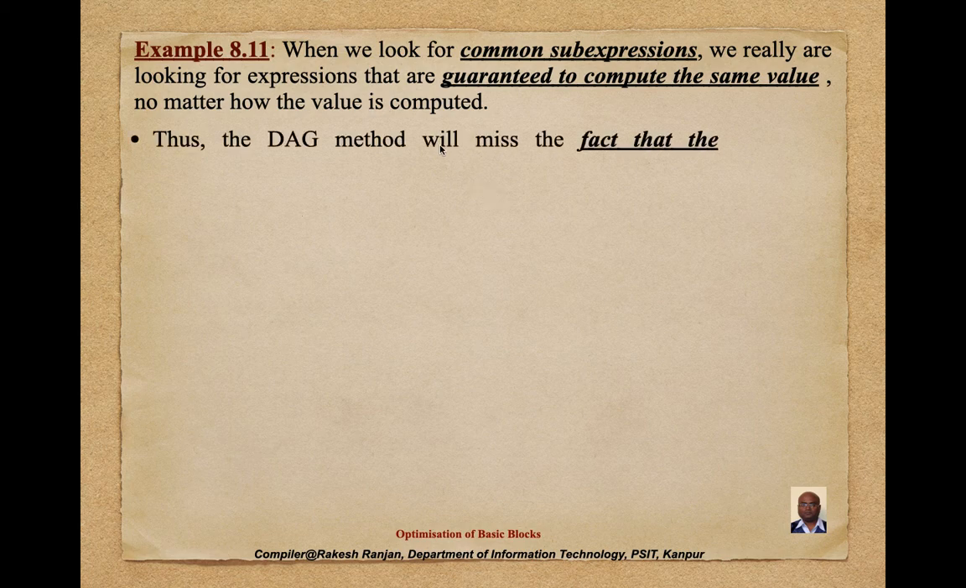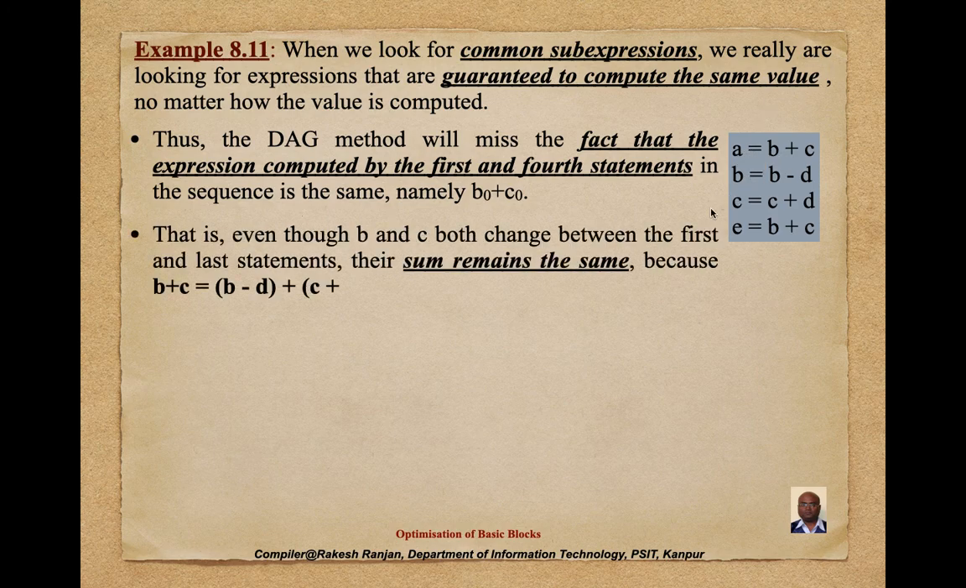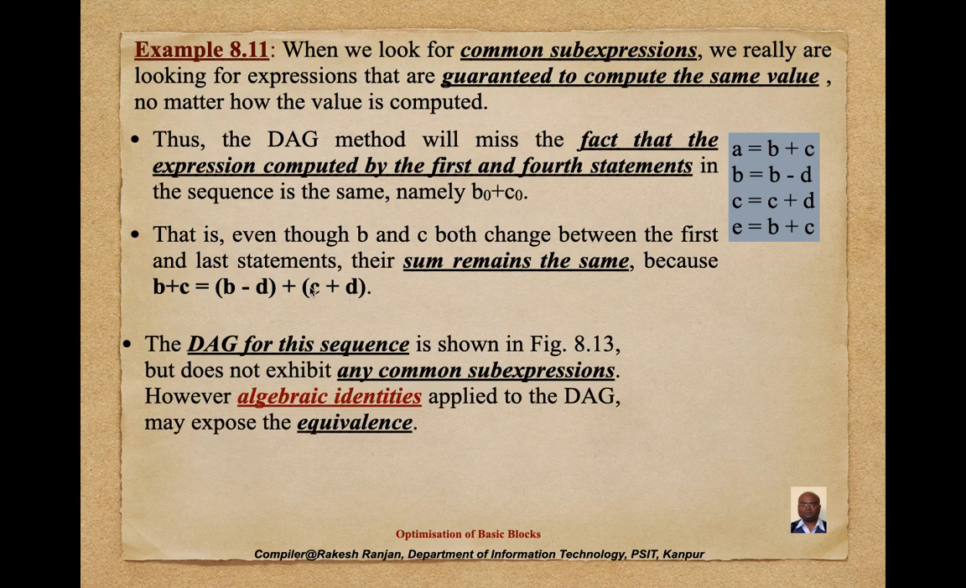Now we will take one example. For the common subexpression, in this example we have taken a equal to b plus c, b equal to b minus d, c equal to c plus d, e equal to b plus c. So if we have b plus c here, this b plus c is equivalent to b minus d plus c plus d. We already have b minus d, and we already have c plus d, so for b plus c we do not need to perform another computation, and we can take the value from here itself.